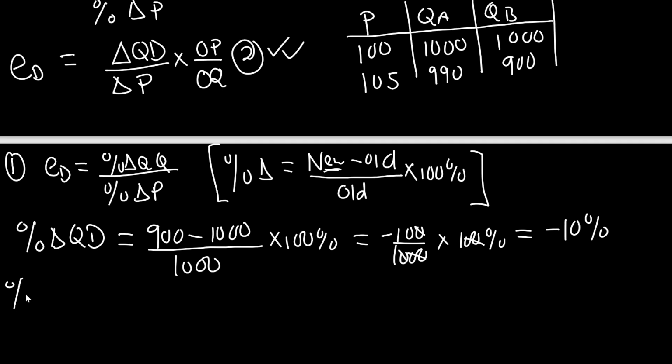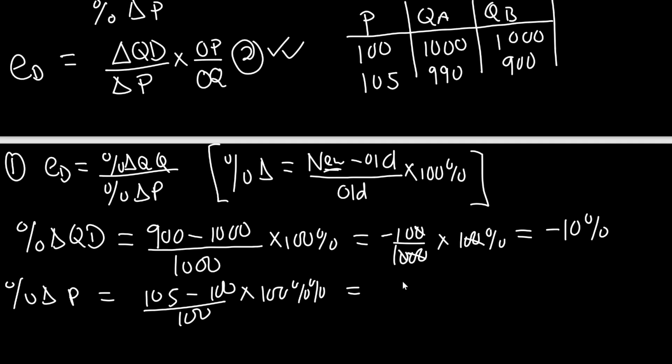The percentage change in the price is the new price, 105, minus the old 100, divided by 100, multiplied by 100%. This is 5 over 100 times 100%. It's a positive. We cancel this 100 and that. We have a positive 5%.